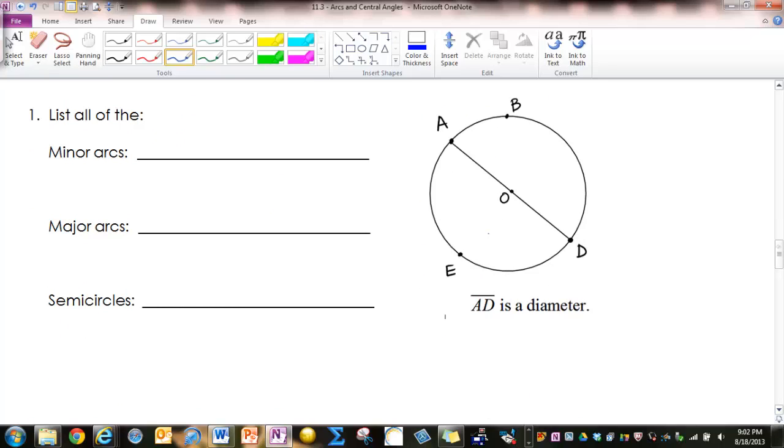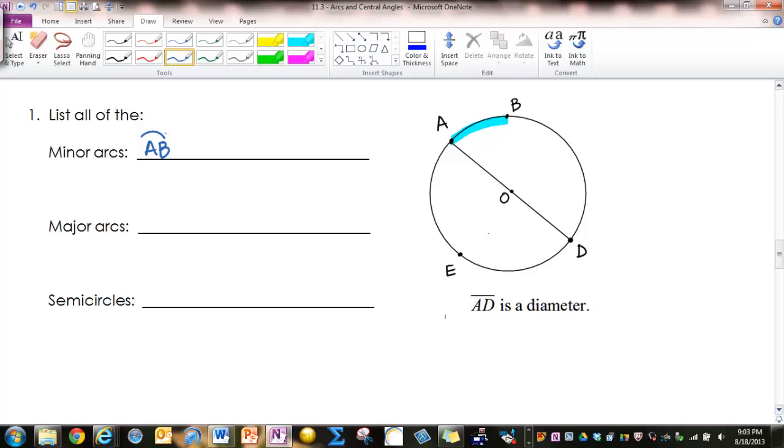Moving on to our first example problem, we are given a diagram where AD, segment AD, is a diameter, and we are to list all of the minor arcs, major arcs, and semicircles that we see in this diagram. Now I'm going to be listing the minor arcs and major arcs in pairs. So the first minor arc that I see is arc AB right here. I use 2 letters because it is a minor arc.